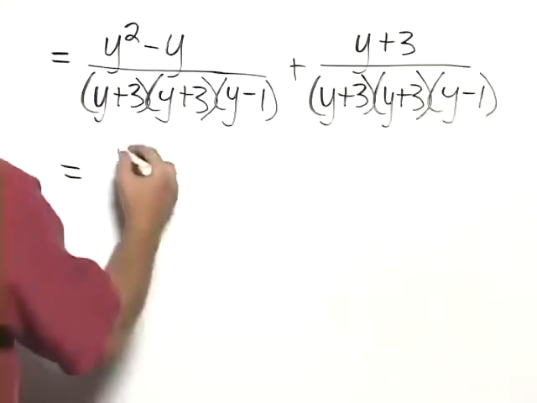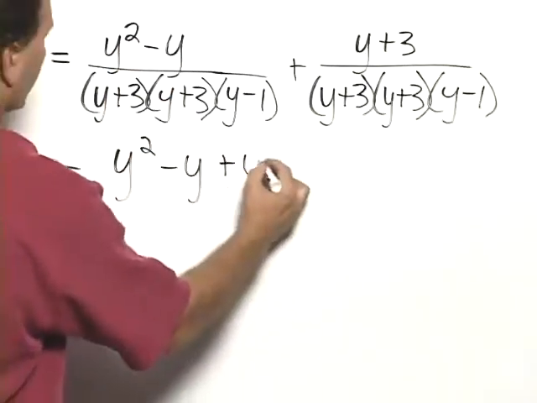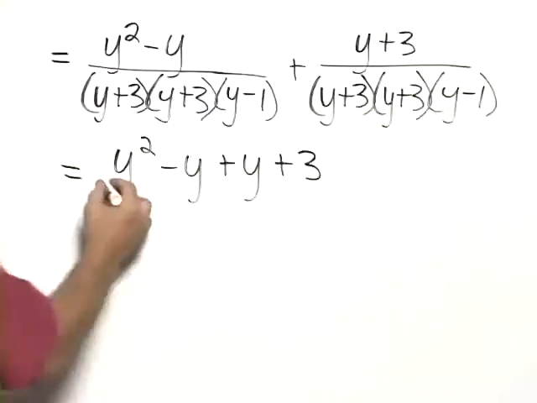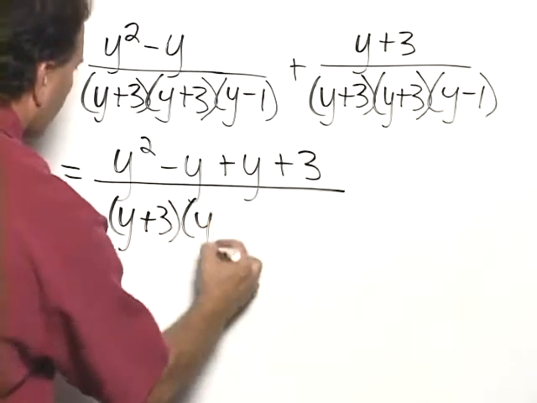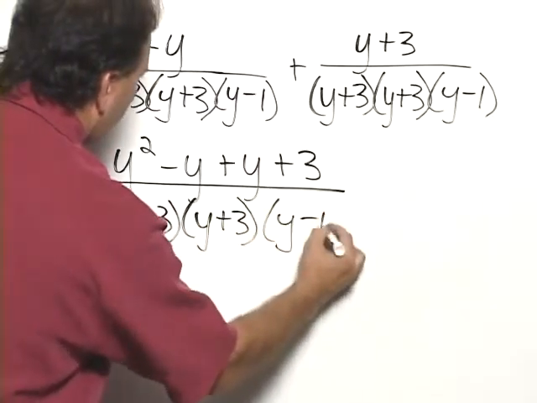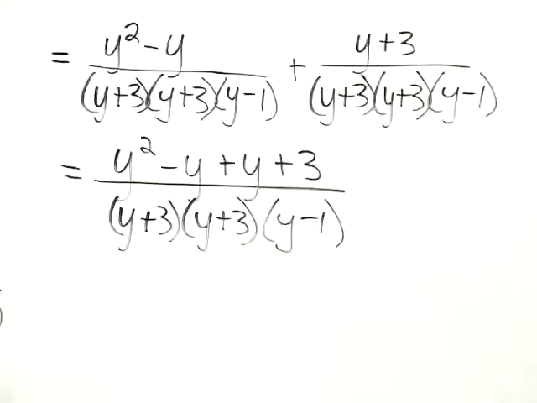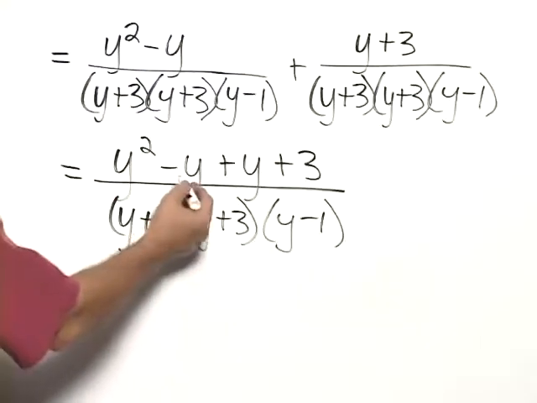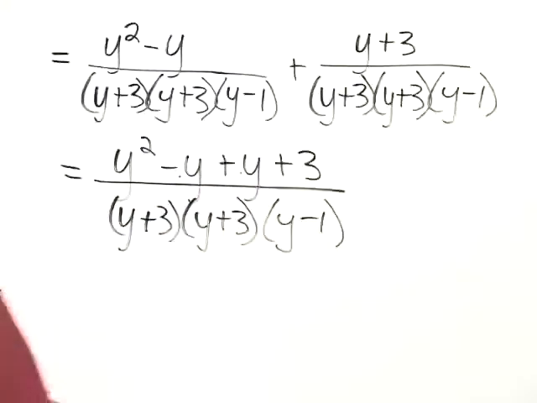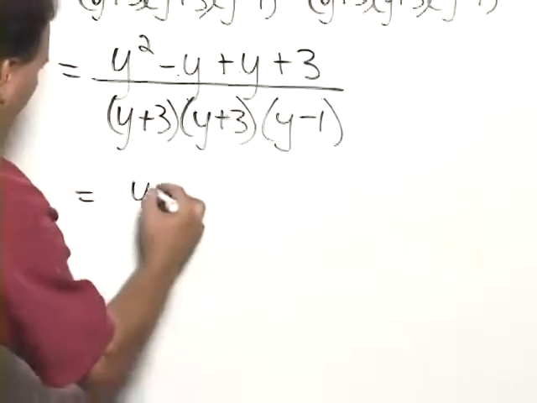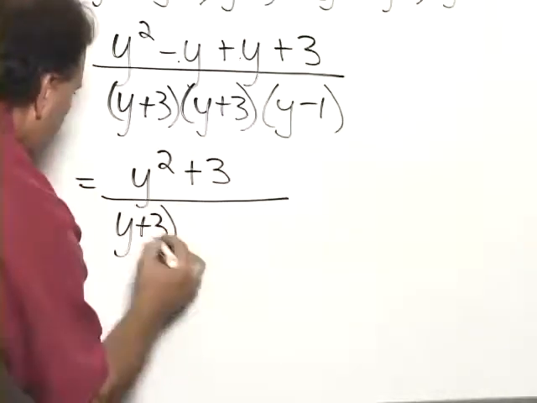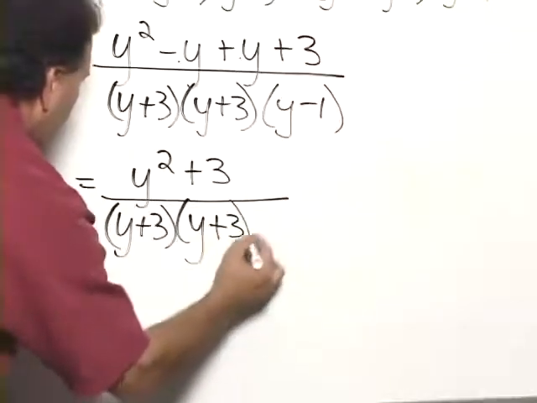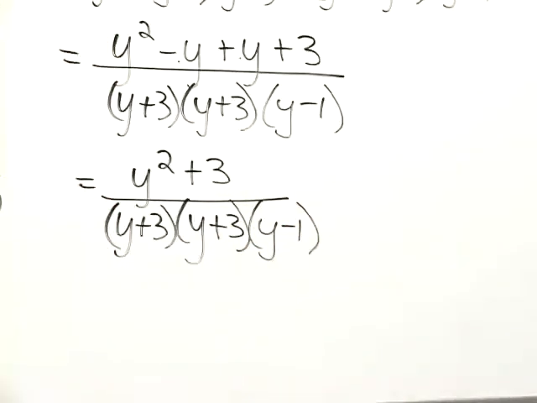y squared minus y plus y plus 3, all over the LCD of y plus 3 times y plus 3 times y minus 1. And then we can combine the like terms, negative y plus y, they sum to 0. So we have y squared plus 3 over y plus 3 times y plus 3 times y minus 1. And that is as simplified as it can be.